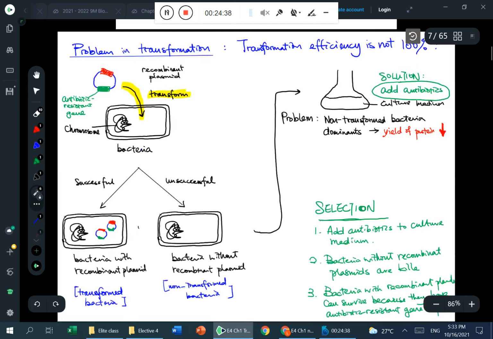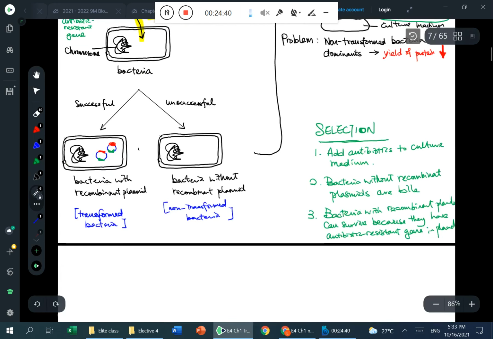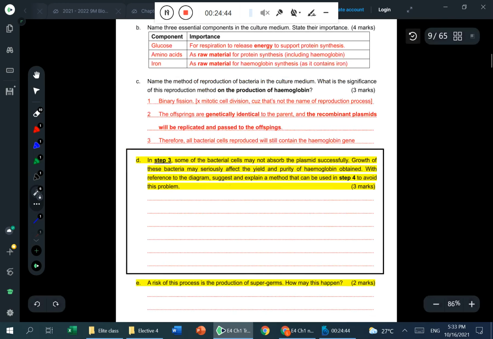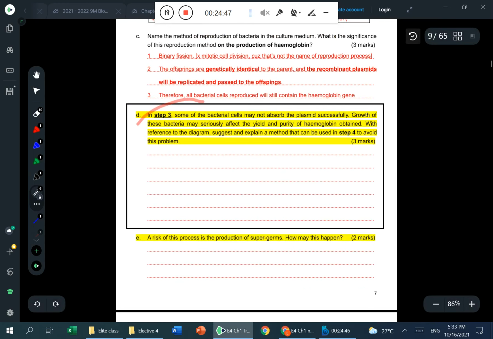So please use what you learned to fill in this question. You can leave this blank. We will talk about this in the class. Okay?